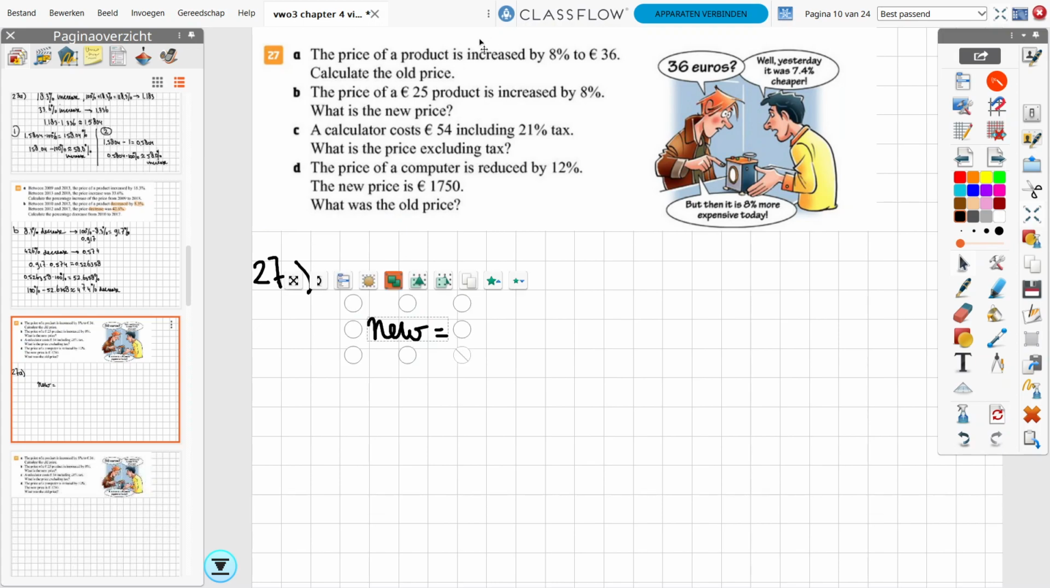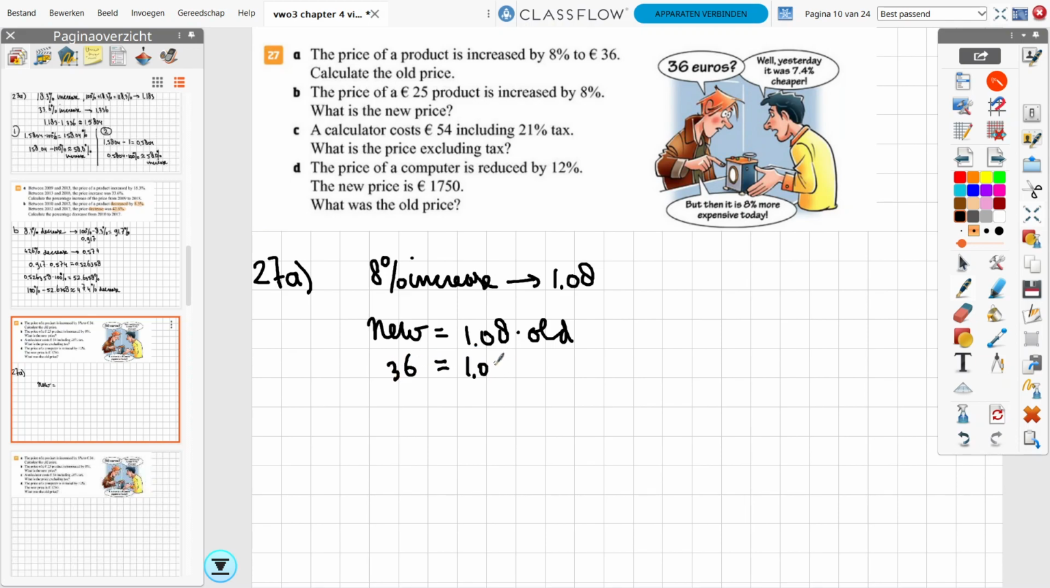So let's first calculate the multiplication factor. If we have an 8% increase, that means the factor is going to be 1.08. We know that new is equal to the multiplication factor times old, right? And what you're now just going to do is always write it like this. First calculate your multiplication factor, fill it into this formula: new is multiplication factor times old. Now see if we are given new or old. Well, 36, so new is given, and old is what we want to calculate.